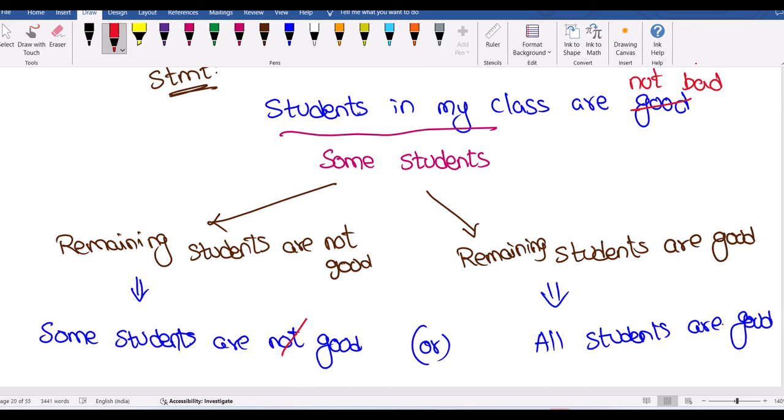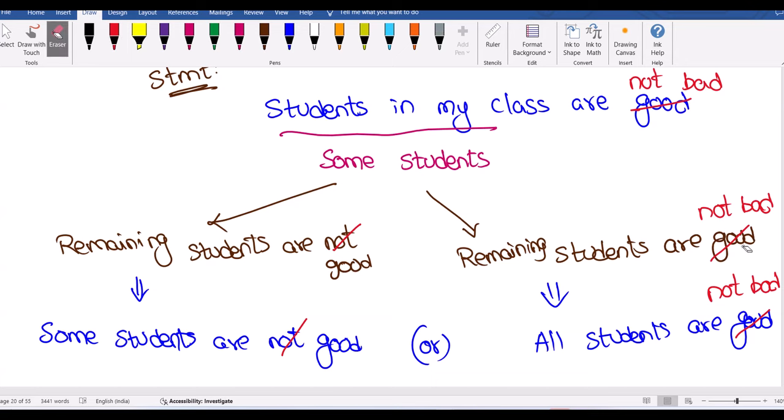All students are not good. Not bad, sorry, means all students are good. See, two things are possible. Listen, this is the problem. It can result in some students being good, the remaining students may be good. I know about only a few people, they are not bad. Remaining students are not bad, or remaining students are bad.